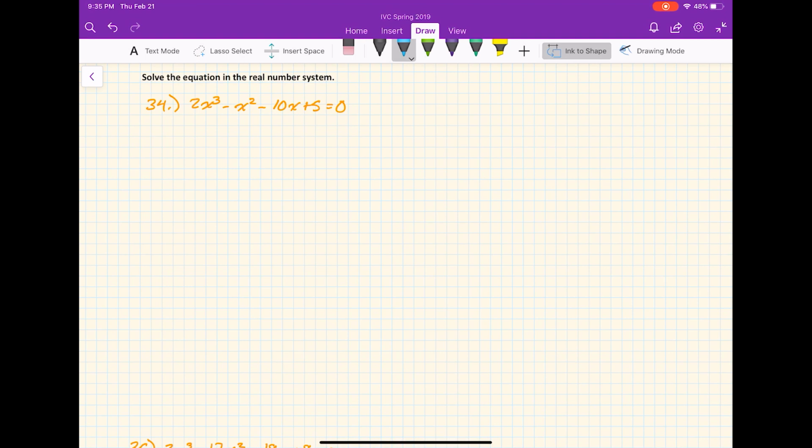Number 34 here. We're going to solve the equation in a real number system. So basically, I'm going to do the same crazy little division thing that I showed you in the last problem. So here are my factors for my leading and end terms. Creating my list of numbers to try: obviously 1 and 5, and then 1 over 2, and then 5 over 2, and then plus or minus of all of those.